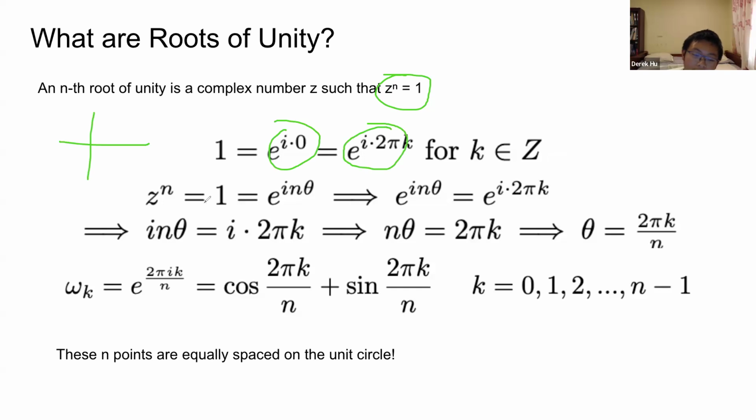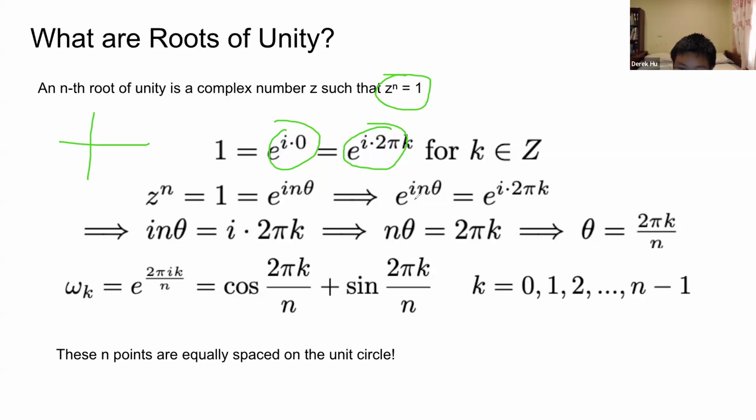And then from here we can manipulate it. So z^n is equal to 1, since that's the equation we're starting out with. And this is also equal to e^(inθ), since e^(iθ) is equal to z.